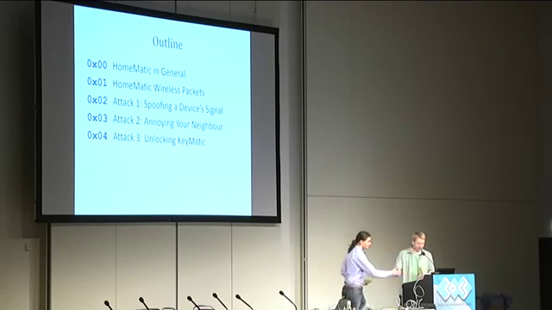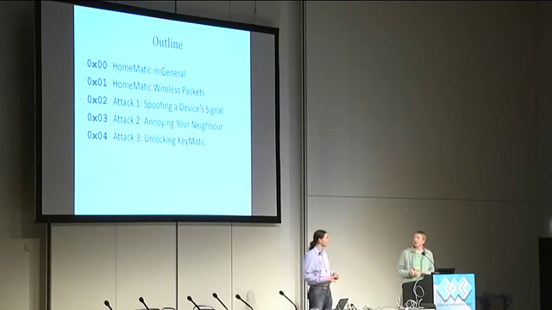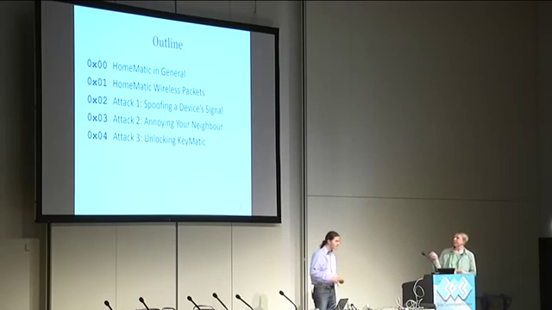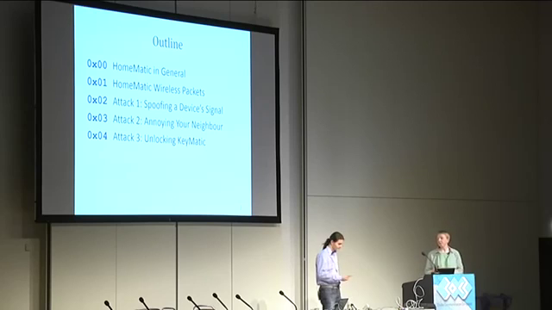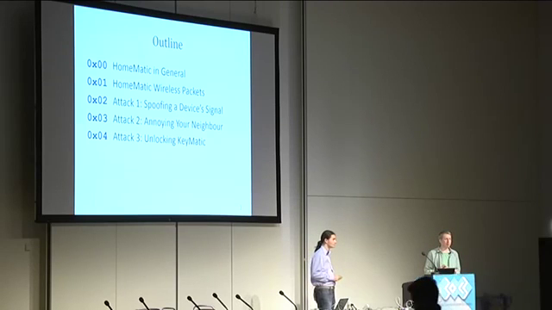This is the outline of our talk. First, we are talking a little bit about HomeMatic in general. Then we have to bore you with a little theory about the wireless packets of HomeMatic. And then we will demonstrate to you live 3 possible different attacks. These 3 attacks cover pretty much everything, meaning after these attacks, you can, as an attacker, control pretty much all the HomeMatic devices, except when you're not using the default AES key, when you changed it.